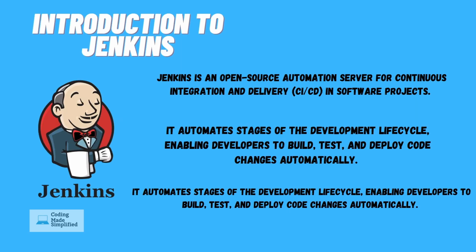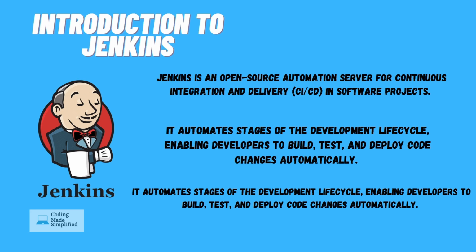Jenkins is an open source automation server for continuous integration and delivery, also called CI/CD, in software projects. It basically helps developers build, test, and deploy code automatically. We can automate the whole CI/CD pipeline, the whole process of the software development lifecycle, using this tool.